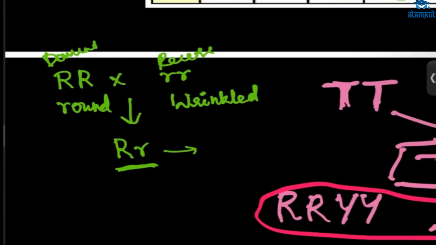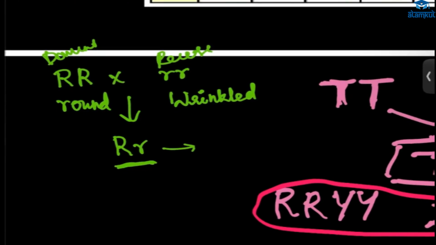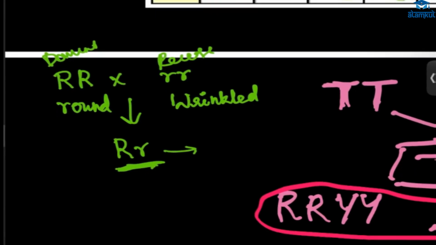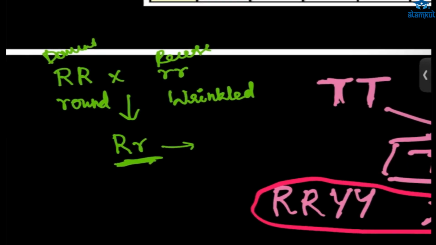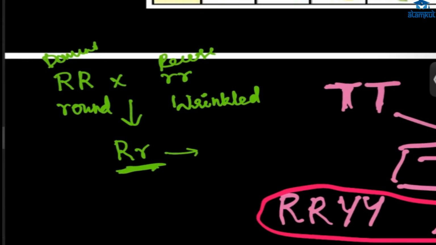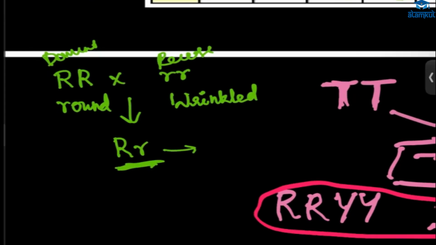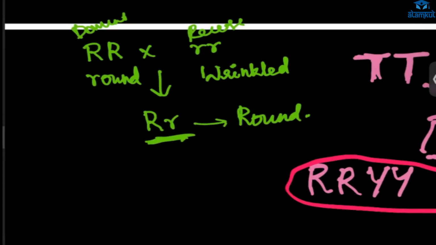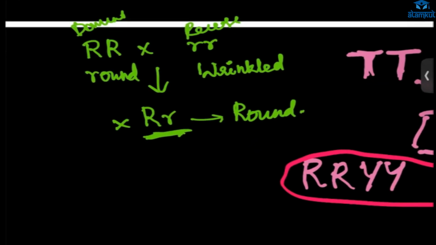When there is a dominant allele, it will express itself. So here, is this round or wrinkled? Shazan, tell me. Ma'am, round. Yes, round. And here there will be selfing.